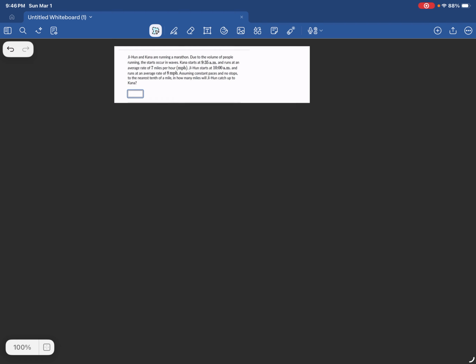Here we have a problem that the source says is a very advanced problem. I'm going to read the problem. Jihan and Kana are running a marathon. That doesn't tell me anything except that they're running. Due to the volume of people running, the starts occur in waves.